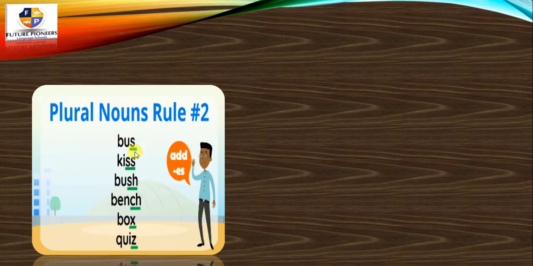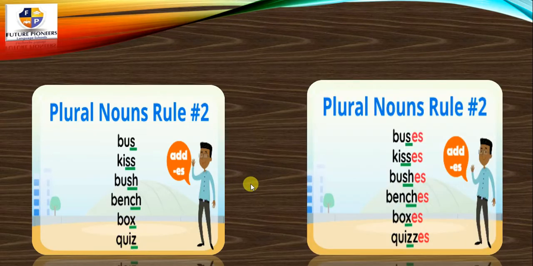Bus, it ends in s. Kiss, double s. Push, bush, sh. Pinch, ch. Box, x. Quiz, z. What we are going to do is add es. But notice that in quiz, we added an extra z. So if a word ends in z, add an extra z plus es.